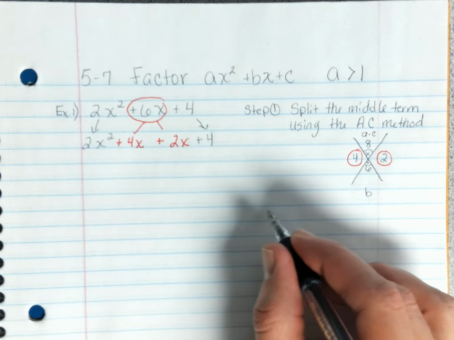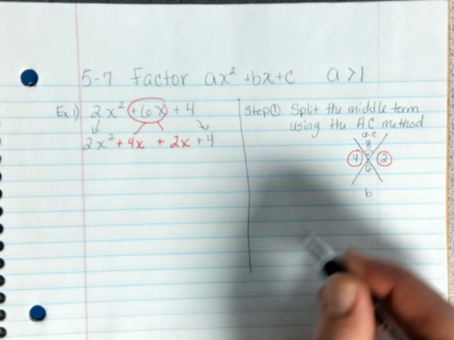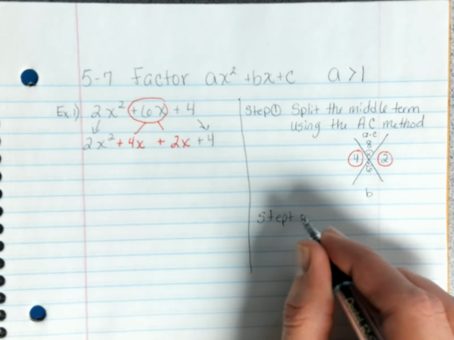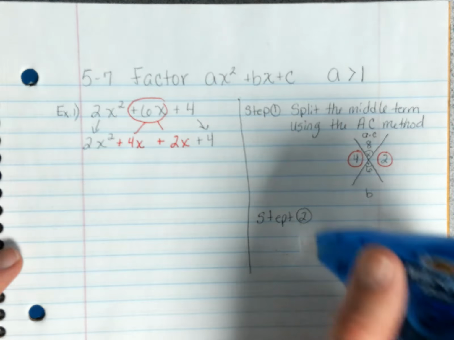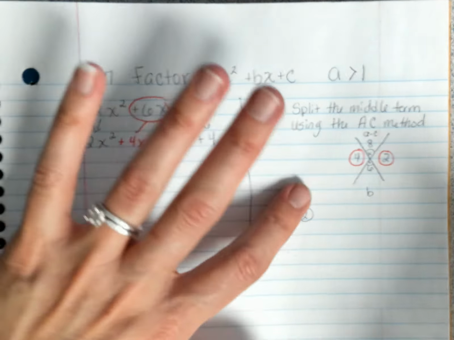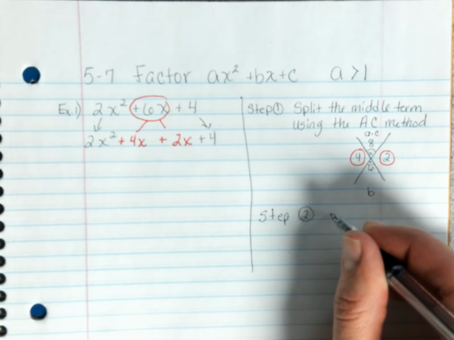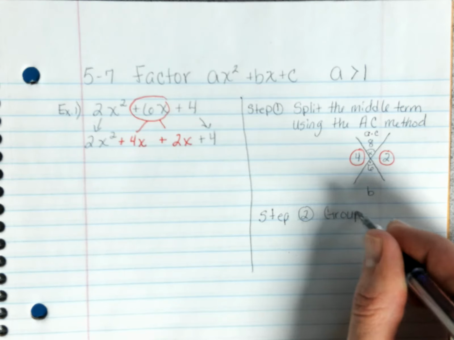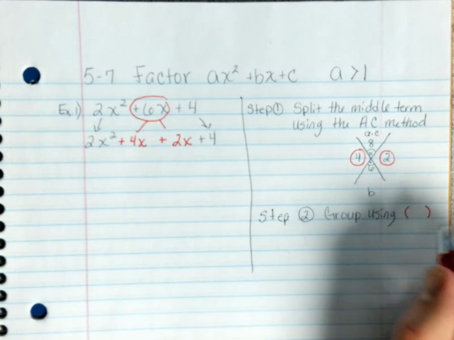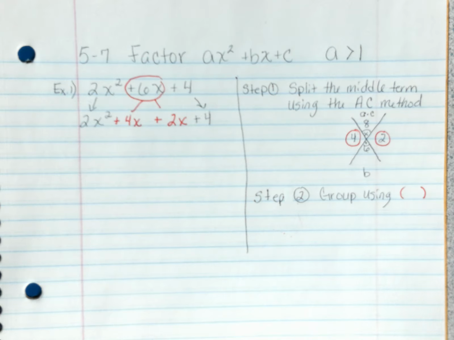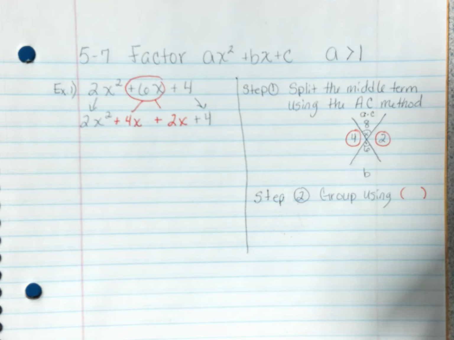Okay, so step 2. And I'm going to use these directions for everything we do today. Okay, step 2. We are going to group using parentheses. So it's really helpful if you have another colored pen. And I'm also going to use a highlighter. So if you don't have those two things, but you know you have it around the house, go ahead and pause it and go grab those.